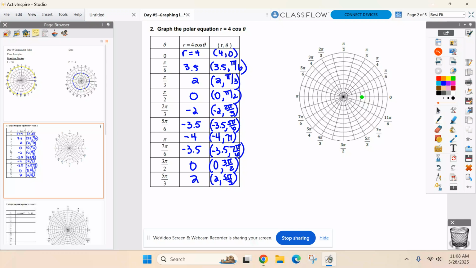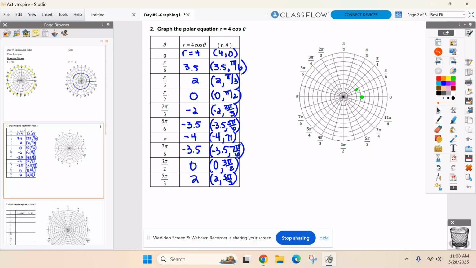Now we go 3.5, pi over 6. And the best part is I've labeled the darn thing for you. So you just go to pi over 6. It's already labeled there for you. 3.5 out. 1, 2, 3.5. Please keep in mind how you're plotting them because that's how we have to connect them. We have to connect them in the same order we plot them. There's a little connect the dots here at the end.